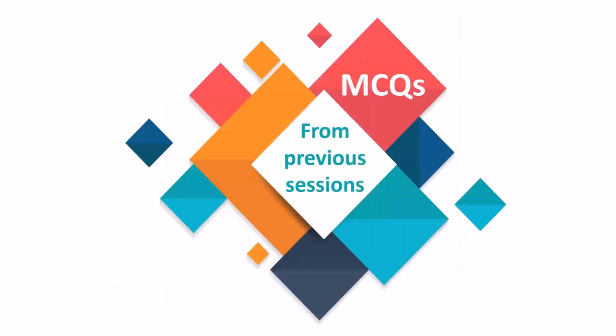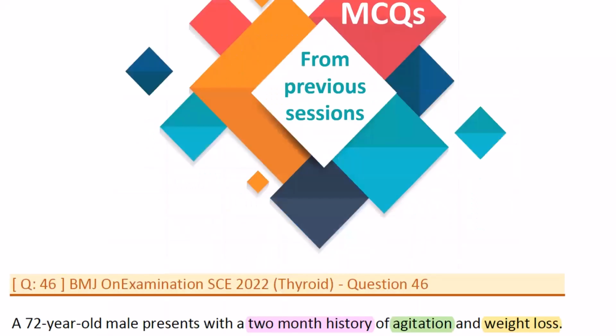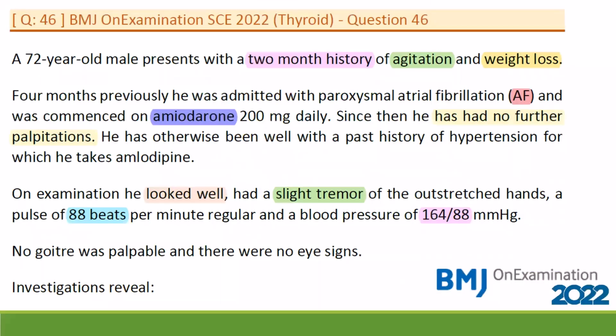So this is a very important slice from the previous sessions, and I will also give some questions from a previous session. But before starting my prepared 5 questions, I will give this question from the British Medical Journal OnExamination 2022, presented in the previous edition of OnExamination. This exam was asked by some of my colleagues in the group. I don't actually know who asked this question, but this is a very important question.